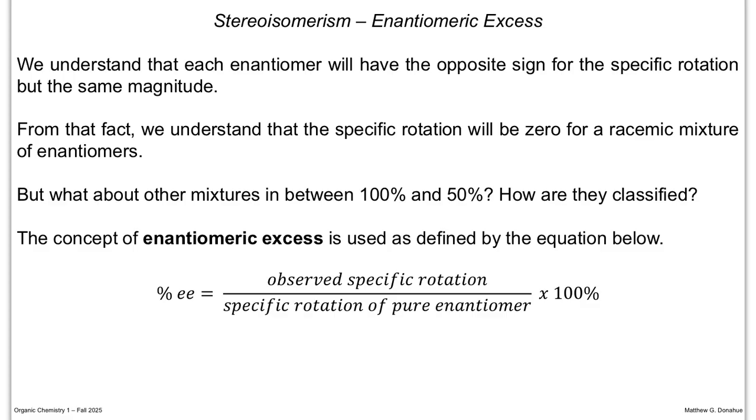So we're about out of time, but what we're going to carry on with is, outside of those three scenarios, pure R, pure S, and the 1-to-1 mixture, what about everything in between? The excess of one enantiomer over another.